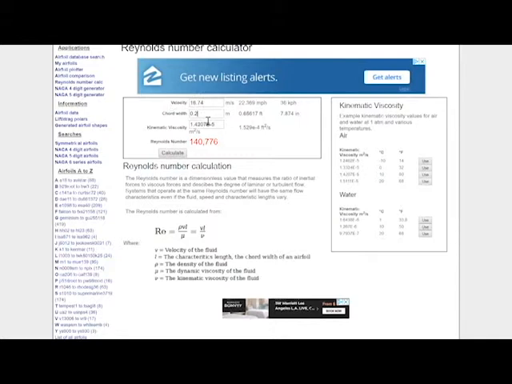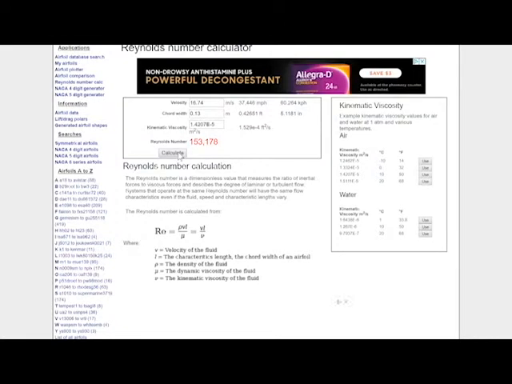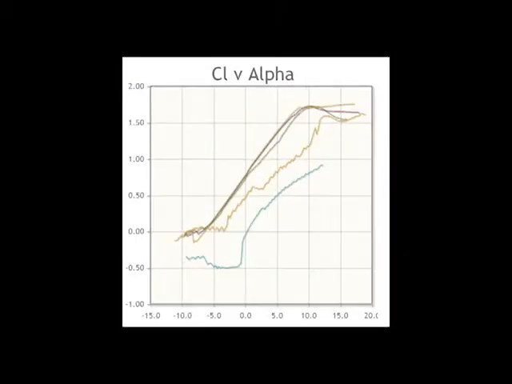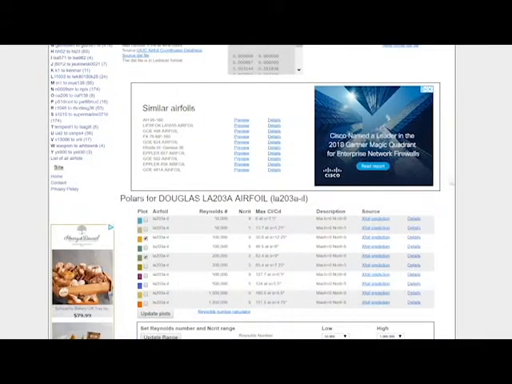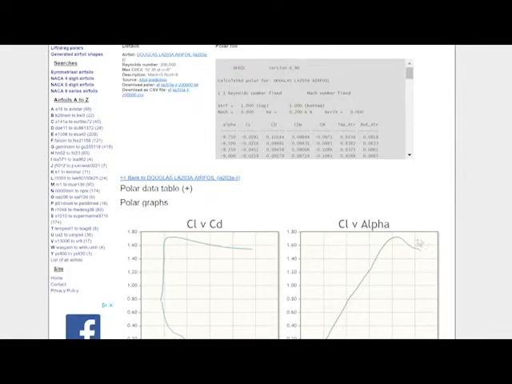All you have to provide is your airspeed and your chord length. So with our airspeed of 55 feet per second, and our chord length of 5.125 inches, we end up with a Reynolds number of about 150,000. Now there's no 150,000 line in this, but we are going to go back and use the 200,000 Reynolds number, only because I think that at 150,000 we'll be closer to the 200,000 line than the 100,000 line.